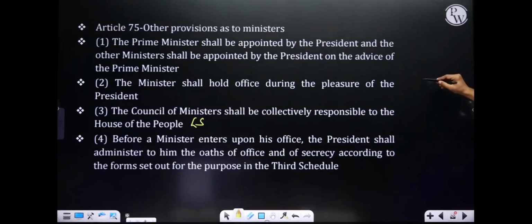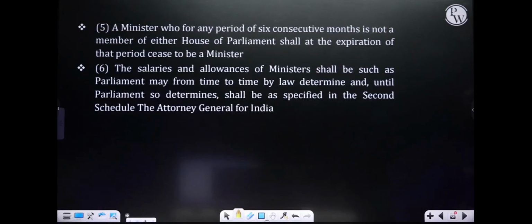Again, basic polity, just for your information. A minister who for any period of 6 consecutive months is not a member of either House of Parliament shall at the expiration of that period cease to be a minister. The salaries and allowances of ministers shall be such as Parliament may from time to time by law determine, and until Parliament so determines shall be as specified in the 2nd Schedule.